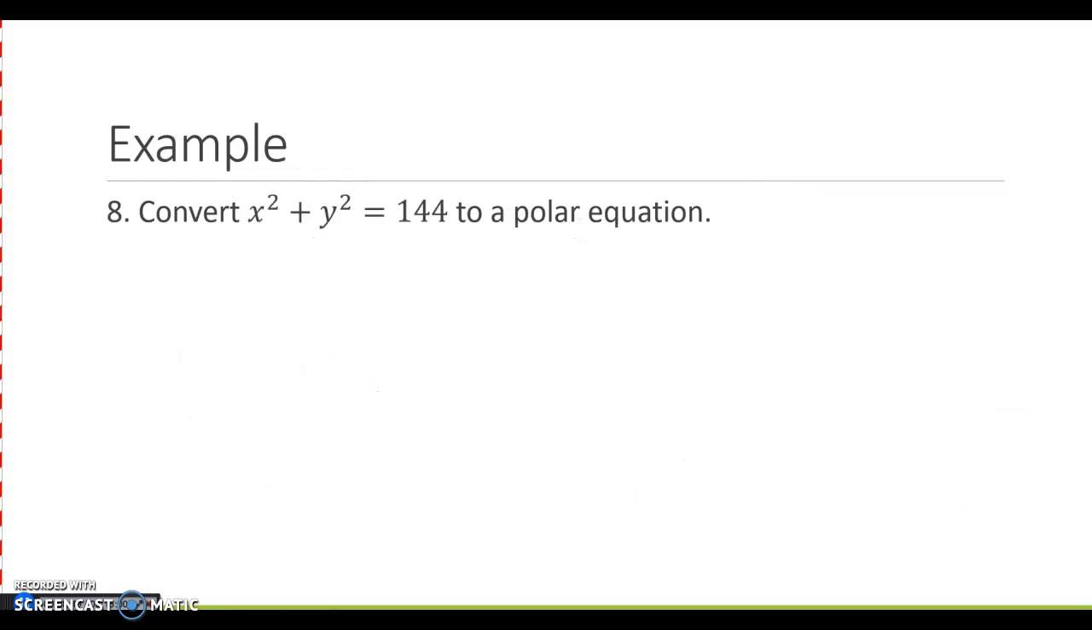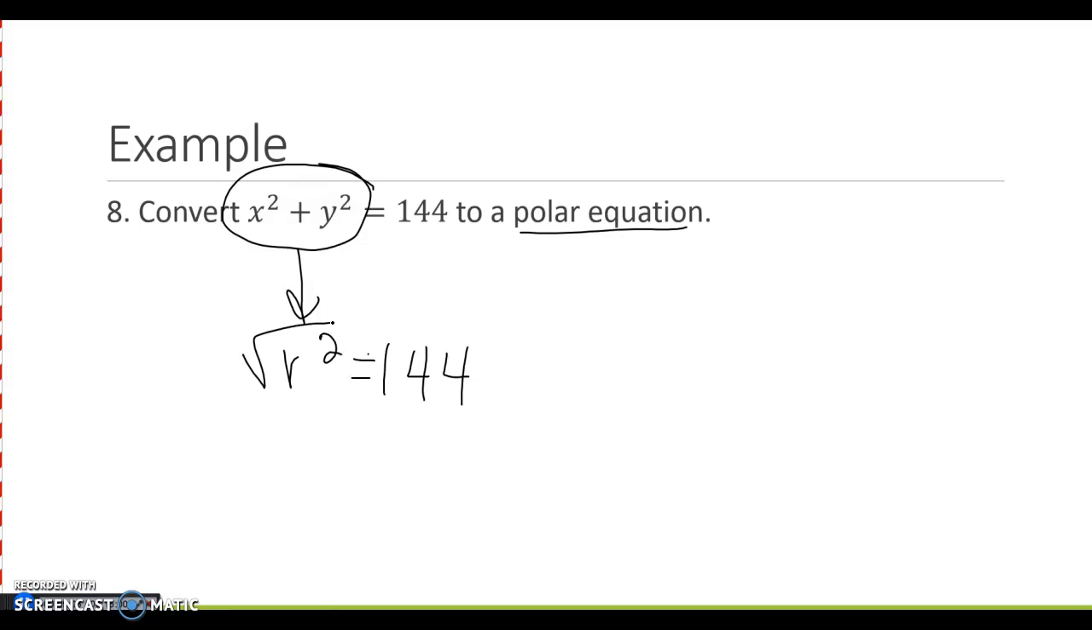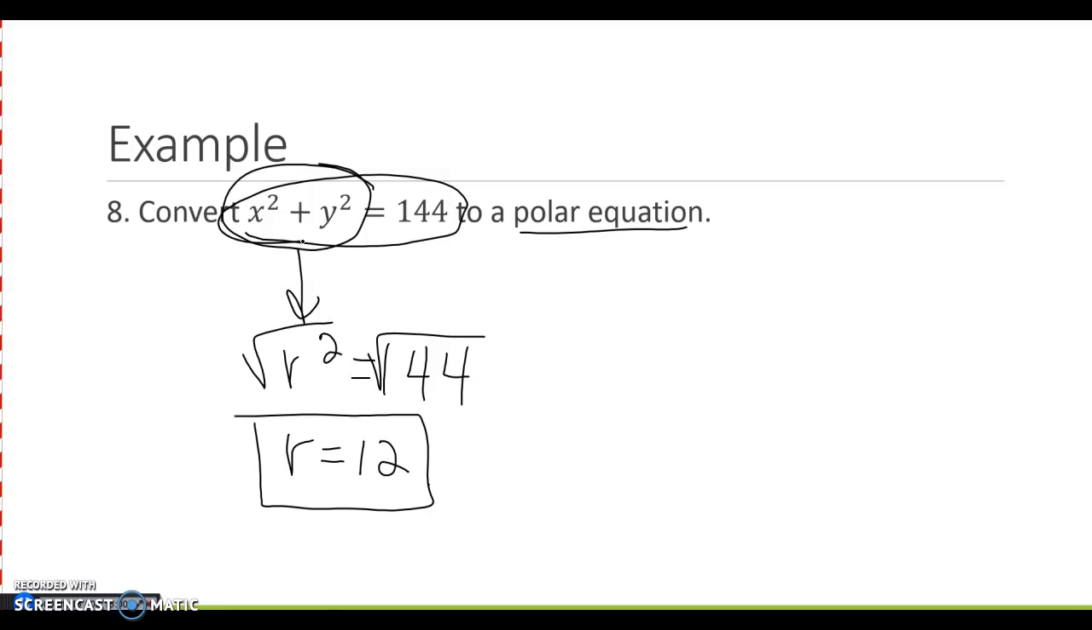Okay, let's do another one. So same thing here. Again, I have a rectangular coordinate equation, and I want to convert it to a polar equation. So I need to get rid of this x squared plus y squared. Well, I know I can replace x squared plus y squared with r squared. So I'm just making that substitution. I want it to be solved for r, so I'm going to take the square root of both sides. So r equals the square root of 144, which is 12. So that's the polar equation to this rectangular equation.